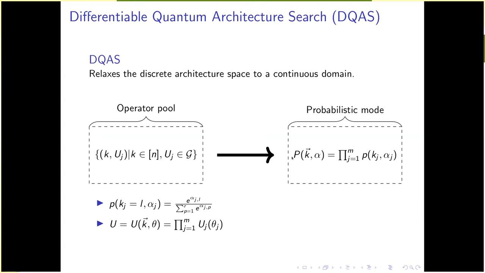Differentiable quantum architecture search is built on the idea of relaxing the assumption about the discrete search space. So we were trying to map the discrete search space to a continuous space. This enabled us to use gradient-based methods for the architecture search. So we have a predefined set of gates, G, and we have some set of quantum registers, K.